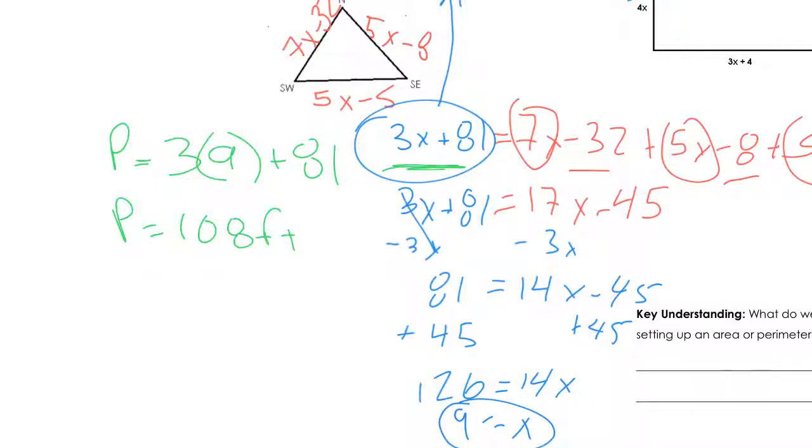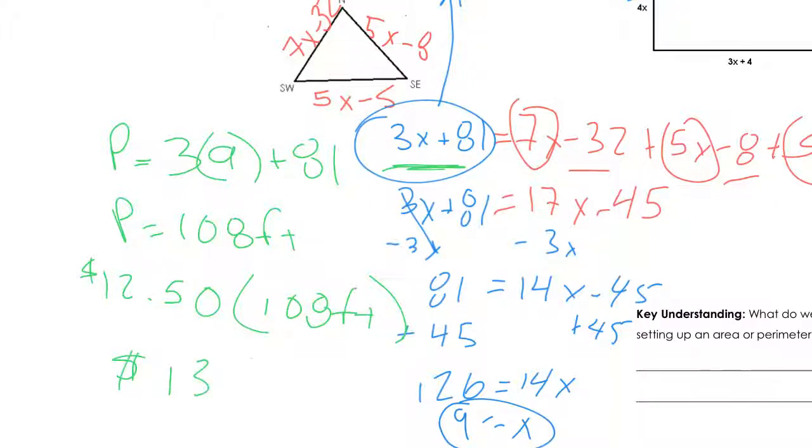And I want to know the total cost. Well, it's $12.50 every foot. So I need to just multiply that by 108 feet. 108 times 12.50 is 1350. And that's the total cost to fence in his garden.